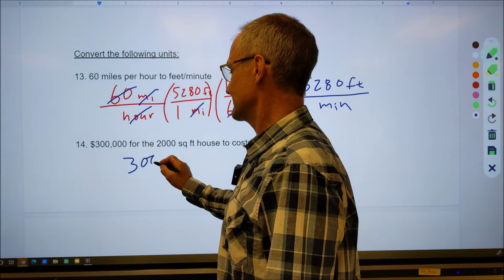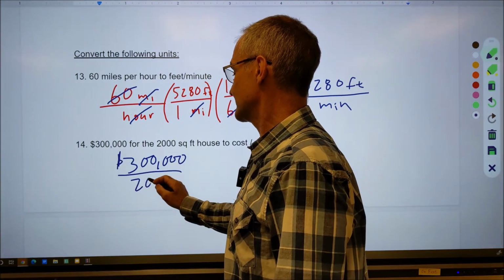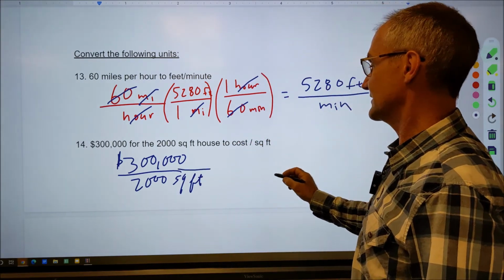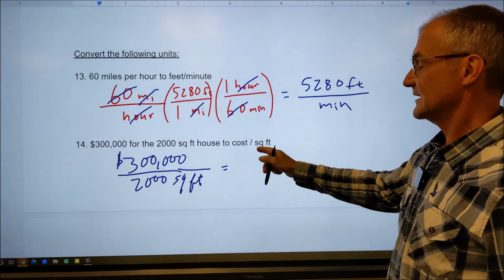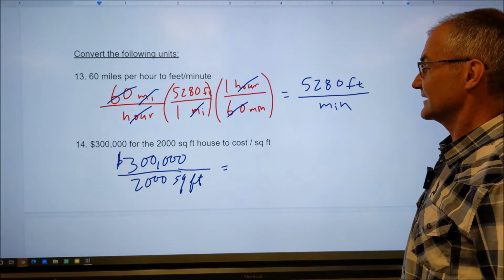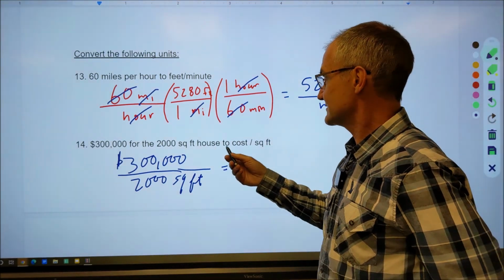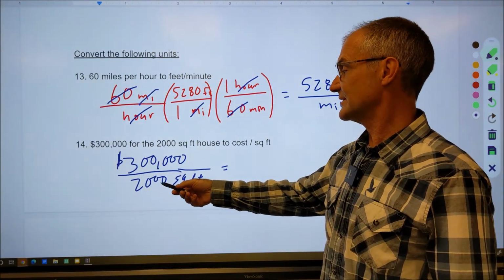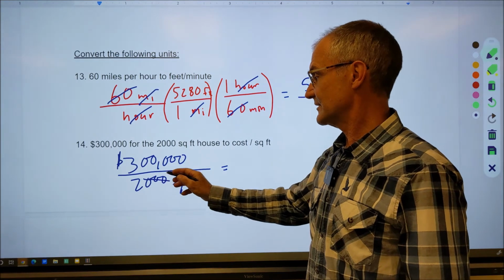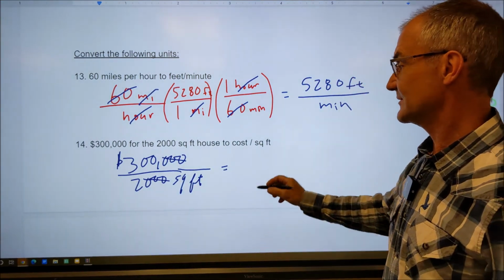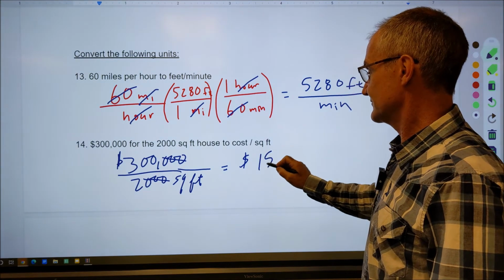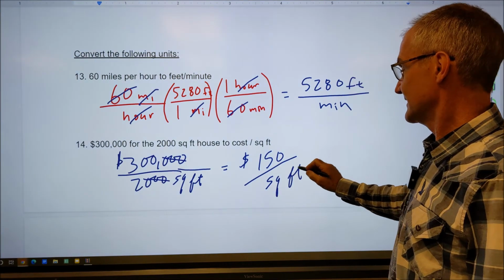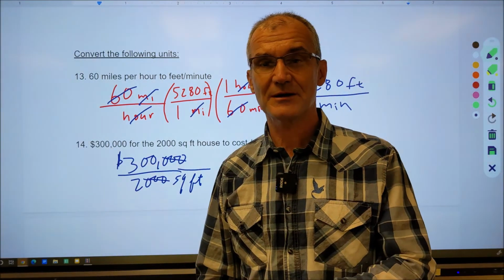Okay, number 14, our last one, $300,000. So dollars in the numerator for a 2,000 square foot house. So this is square feet. And I want to know the cost per foot. So I want to just reduce this to cost per square foot. And the units are the same because I want my answer to be in dollars per square feet. And I already have dollars per square feet. So I just do 300 divided by 2,000. 3 of those zeros will cancel with 3 of those. 300 divided by 2 is 150. $150 per square foot.